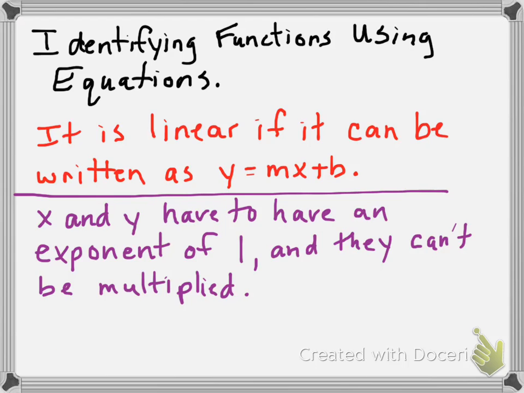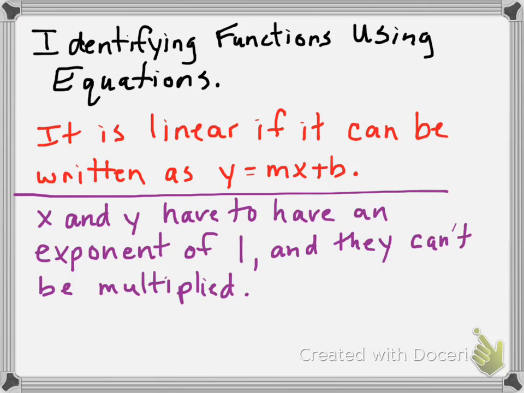So the two main things that you're looking for are: do x and y have an exponent of 1? And making sure that x and y are not multiplied together. So you don't have x times y anywhere. Now, I'm also going to give you some things to look for that would automatically mean it's not linear, which means it breaks one of these two rules, basically.